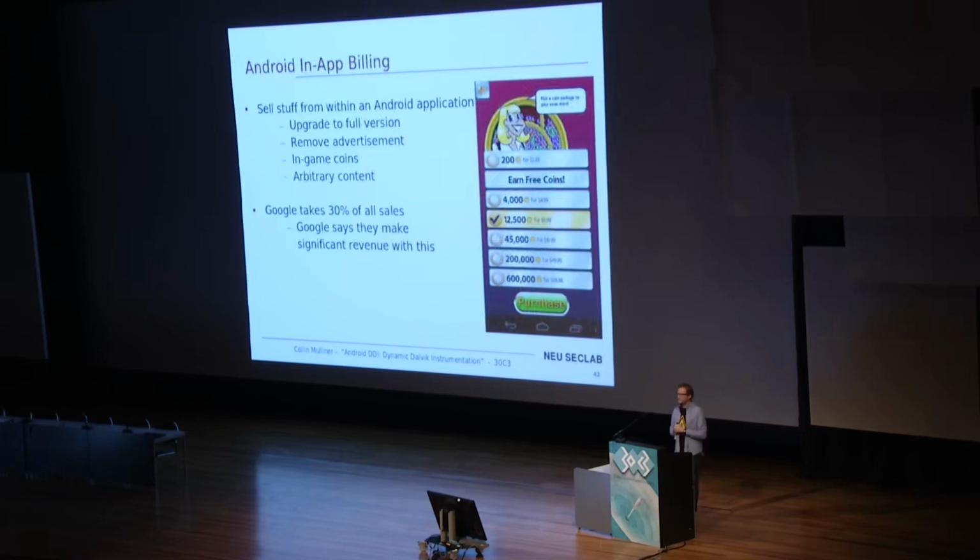So I guess everybody who has an Android device knows about this in-application billing. You can not only buy applications, but you can also download free applications. In the application, you can just buy coins or remove the ads or convert it to a full version. And yeah, Google takes their 30%, and they say, oh yeah, we make a lot of money off it, so a lot of people apparently use it. And if you look at this, it's quite some money you can spend on just buying some coins in a stupid game.